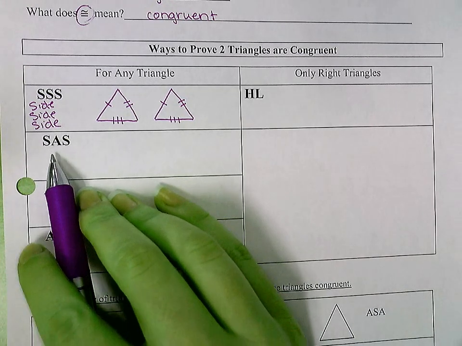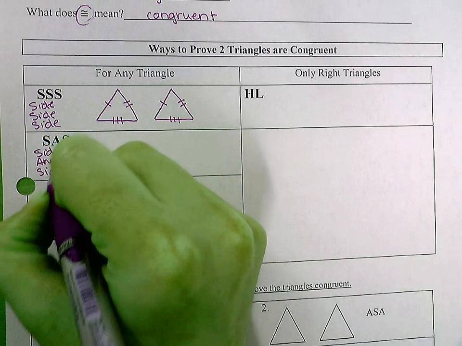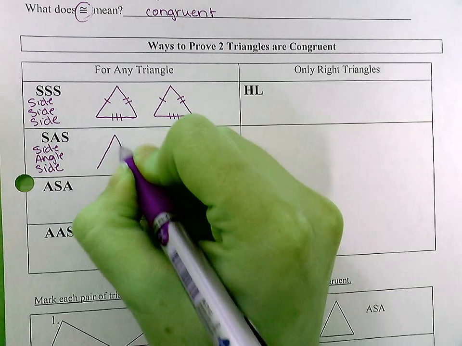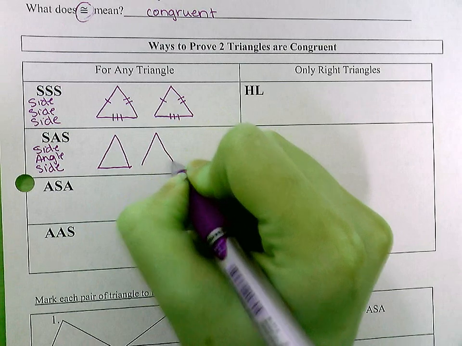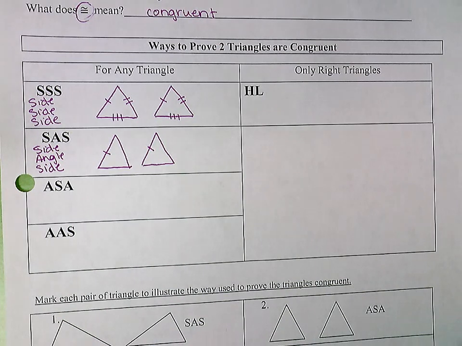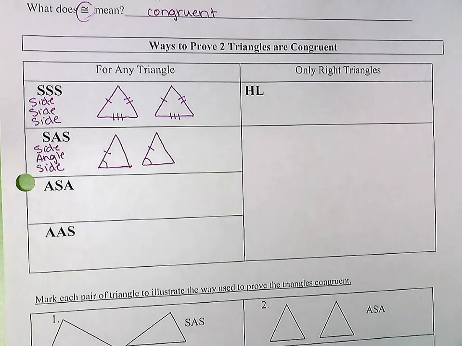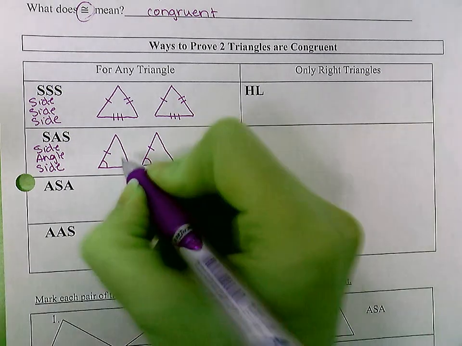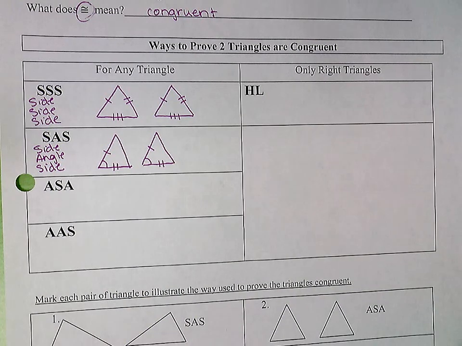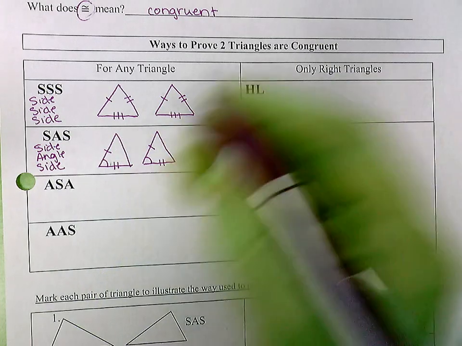Our next one is side, angle, side. Okay, so if I again have my two triangles, I need one corresponding side congruent. I need one angle congruent, and then this remaining side here. Now it does have to kind of go in a specific order. So what you'll notice with side, angle, side is that you have this included angle.